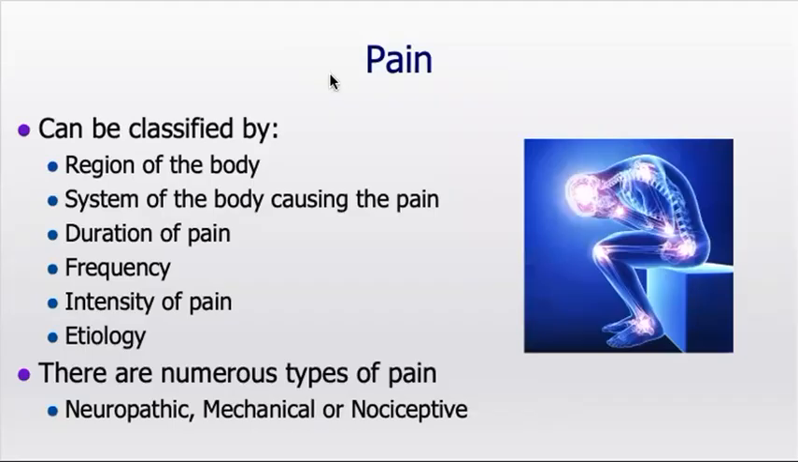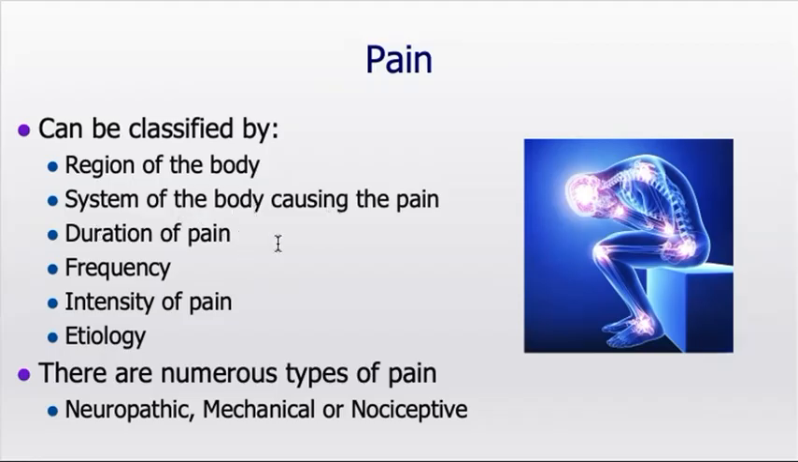Pain can be very complex, and it can be classified by a number of different strategies. You can talk about pain in terms of the region of the body that you're experiencing it. So is it chest pain? Is it low back pain? Is it neck pain? You can also talk about pain in terms of what systems it's affecting in the body. We can talk about joint pain like arthritis, visceral pain, neurological pain, and musculoskeletal pain. So looking at what system of the body we're dealing with.